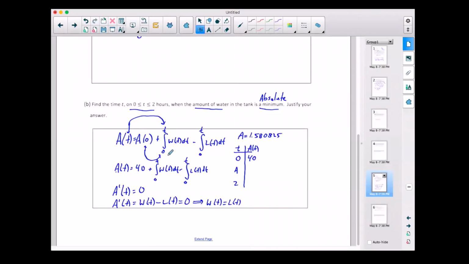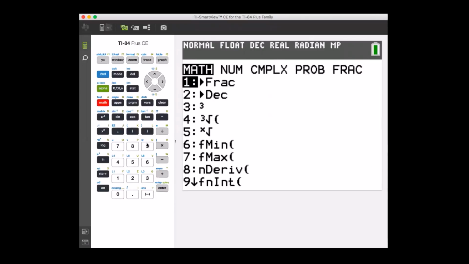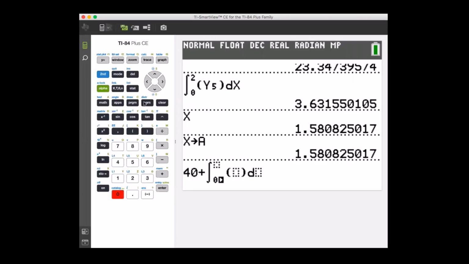This is another reason why it's so important to have that equation for A written down, because we're going to have to plug things into that when you're finding minimums and maximums. So let's go ahead and go to our calculators. And to figure out what the amount was at time A, we said the amount is equal to 40, my starting amount, plus the integral from 0 to A. So I can just say alpha A. I don't have to write that long decimal down.